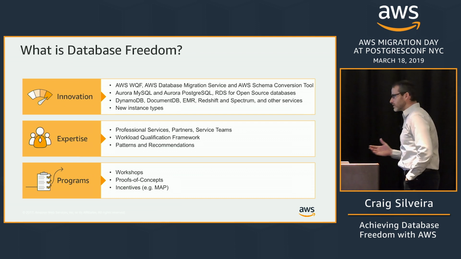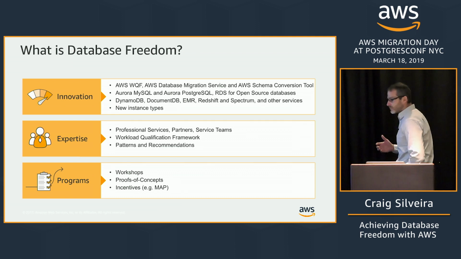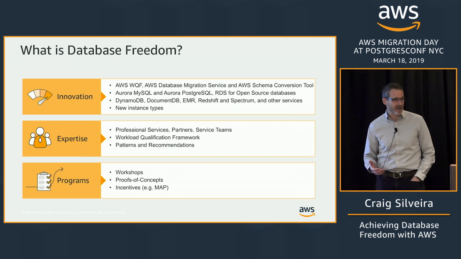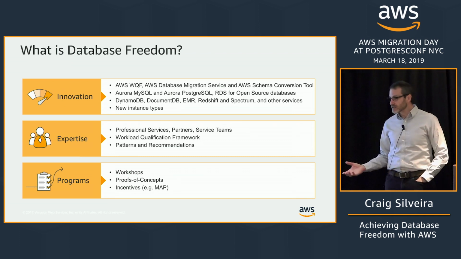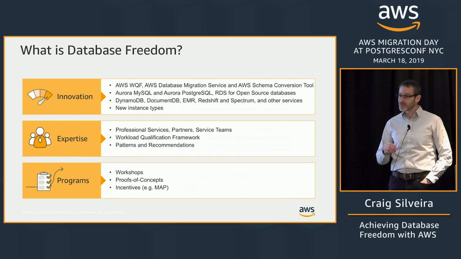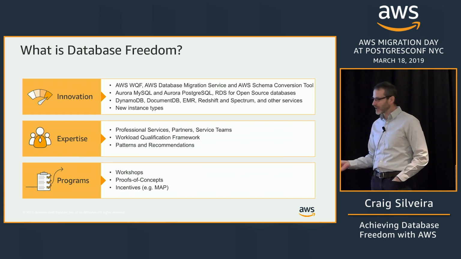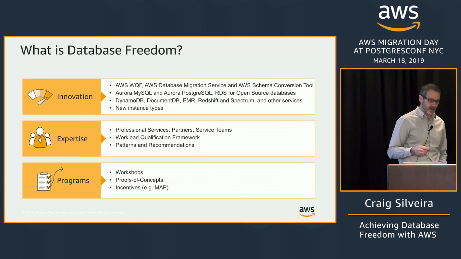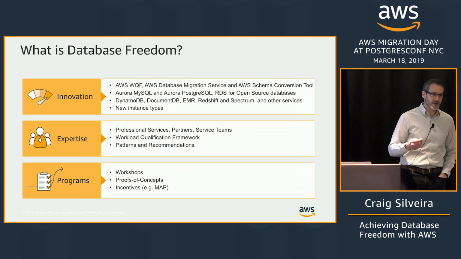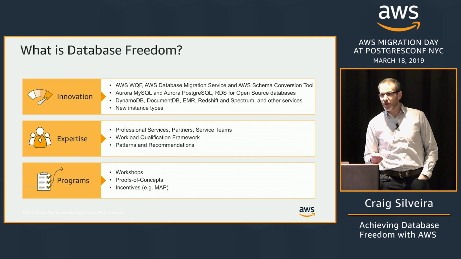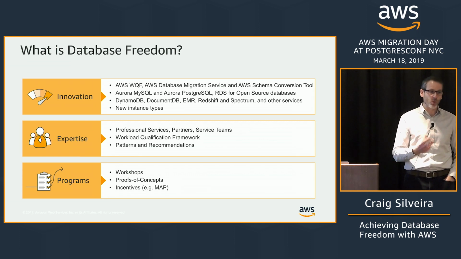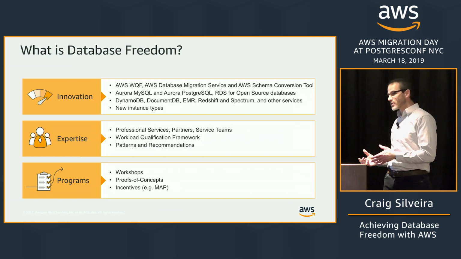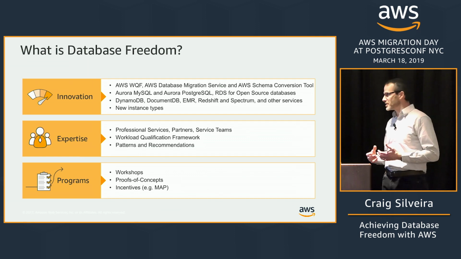There are three pillars of our Database Freedom program. First, there's innovation. I'm going to be talking about some of the tools that we created to help you easily, or as easy as possible, move from one database platform to another. There are other things that have come out of direct involvement with Database Freedom, like creating new instance types in AWS that give you more choices to pick the right size instance, whether it's compute heavy or memory heavy, to meet the needs of your applications.